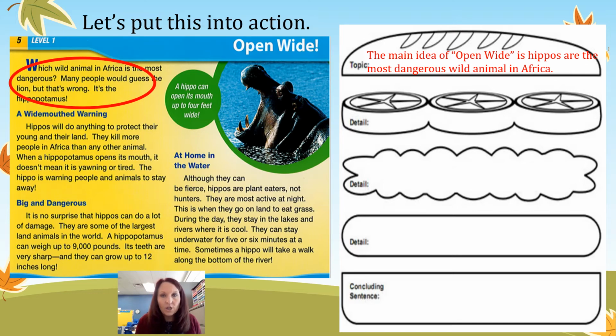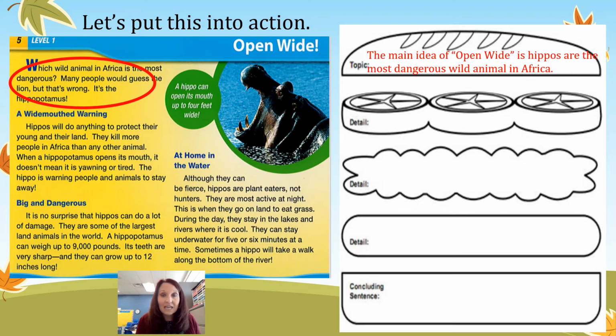And so the main idea of Open Wide is hippos are the most dangerous wild animal in Africa. Notice how I started that sentence saying the main idea of, and then I put the title, and then I explain what the main idea is. Make sure that you structure your writing like that, because we're going to be very specific on what we require in each of these sentences.